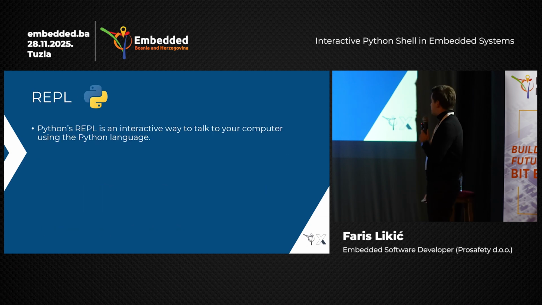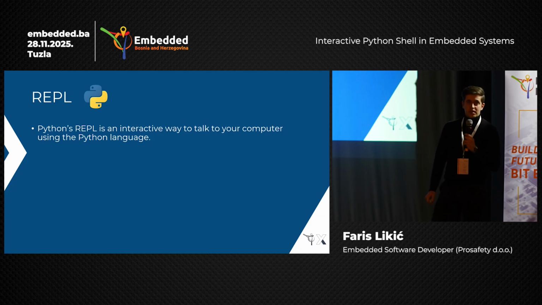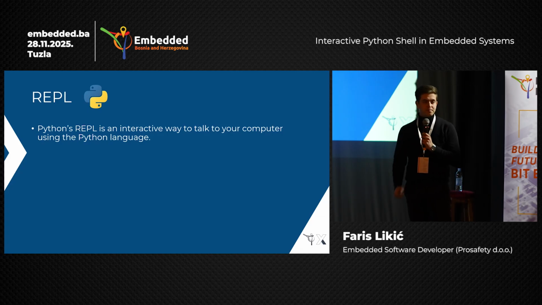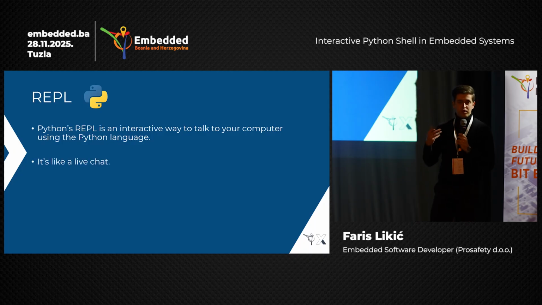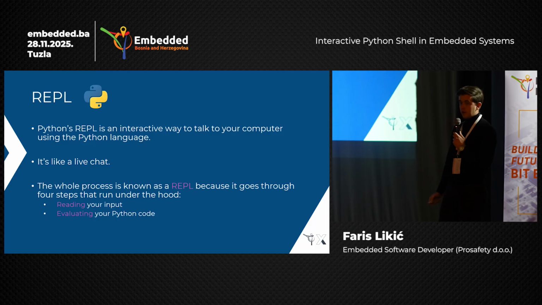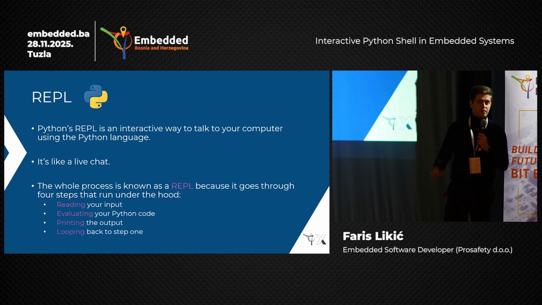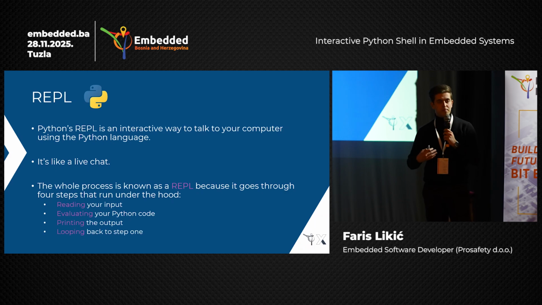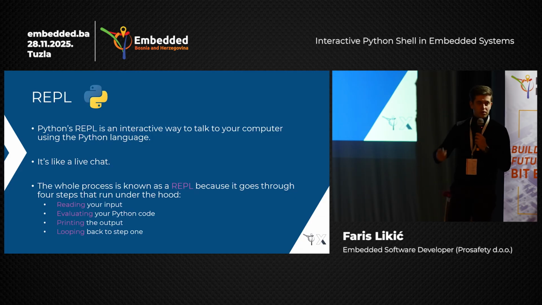So the Python REPL, you can think of it as an interactive way to talk to your computer. It's basically a live chat between you and your computer, and the language you're using is Python. And the whole process is known as a REPL because it goes through 4 steps or 4 stages under the hood. The first one being it reads your input. The second one, it evaluates your Python code. Then it generates some kind of an output, and then it loops back to the very beginning. And that's how you get this back and forth between you and your computer using Python.